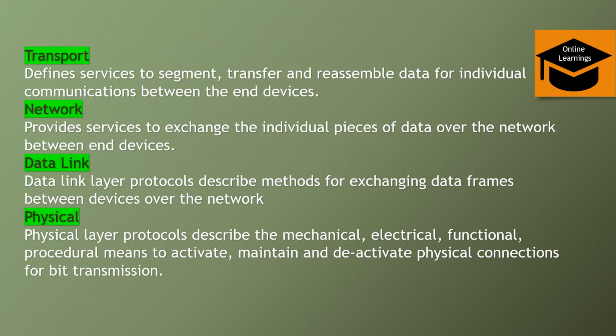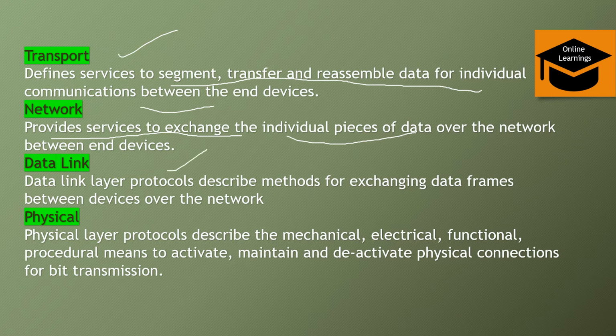Then comes the transport layer. These are the layers, transport layer, network layer, data link layer, and physical layer, which we will go into in depth across this series. The transport layer defines services to segment, transport, and reassemble data for individual communication. The transport layer makes sure that the services are transferred. The network layer provides services to exchange the individual pieces of data. Overall, the transport layer and network layer have almost the same functionality, but the way they do things is different, which we'll go into in detail.